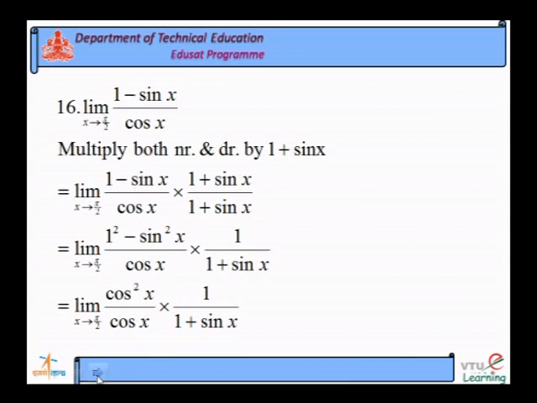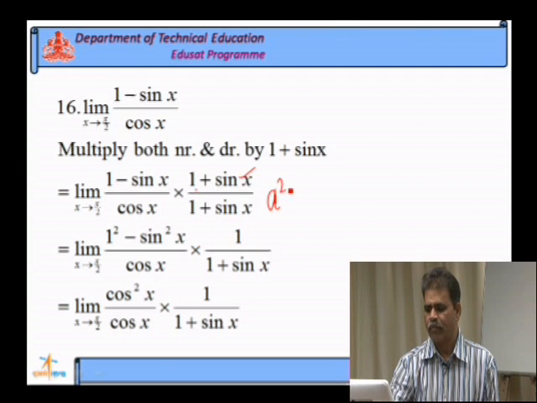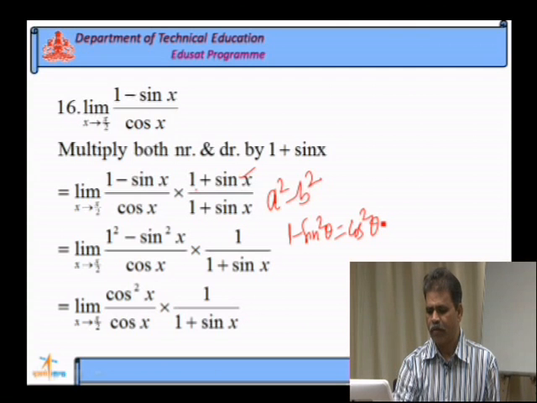Next, for such a problem we have to multiply and divide by the conjugate, the rationalization method: 1 plus sin x. The numerator becomes 1 minus sin x times 1 plus sin x, which is a square minus b square. Here a square is 1, and 1 minus sin square theta is always equal to cos square theta. So it will become cos square divided by cos, this cos cancels, and you can apply the limit.